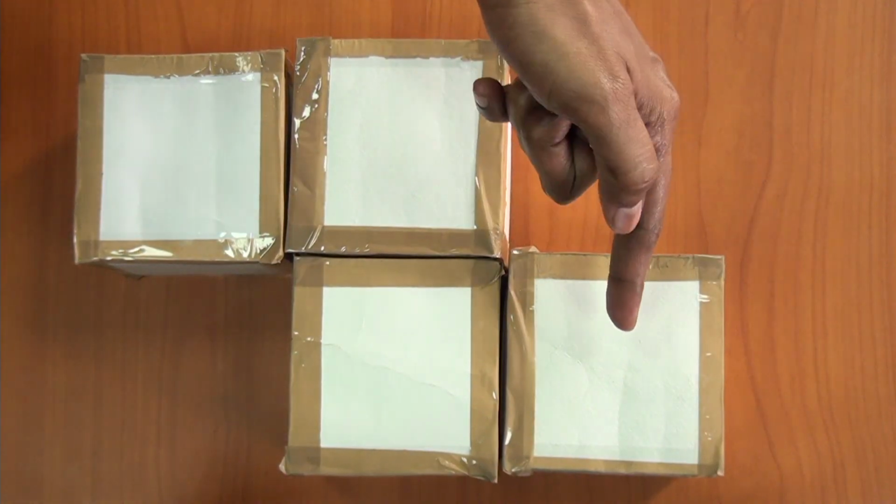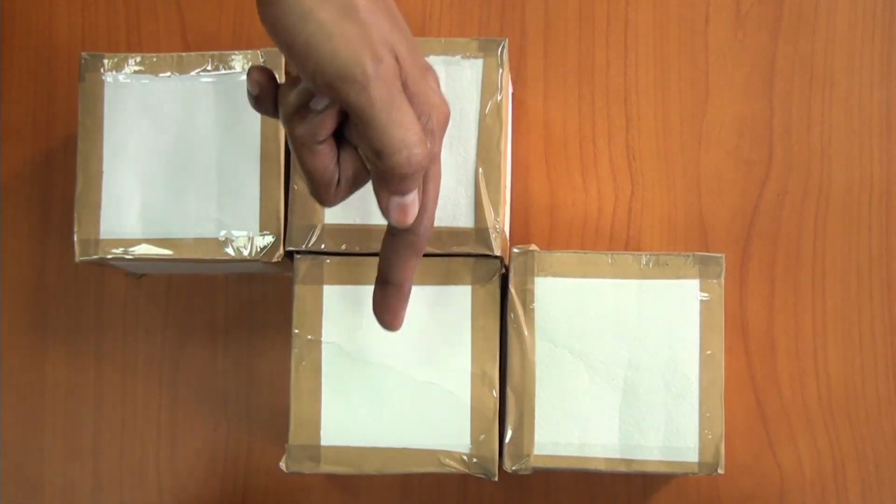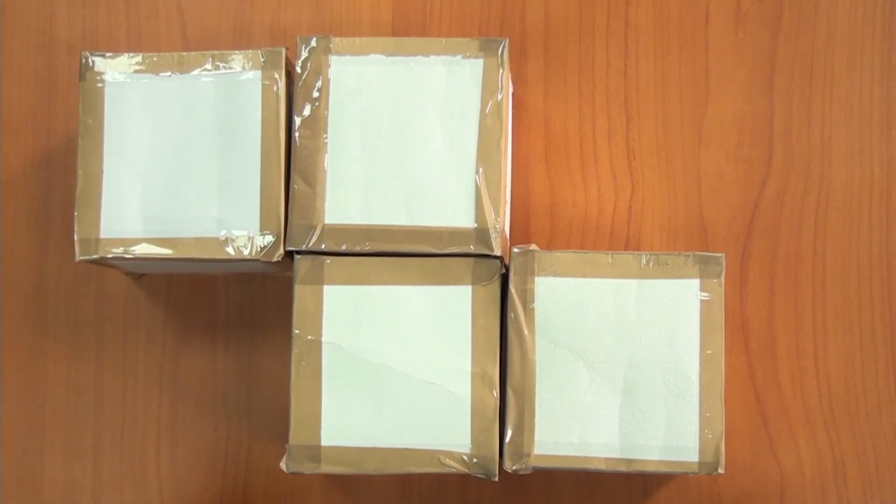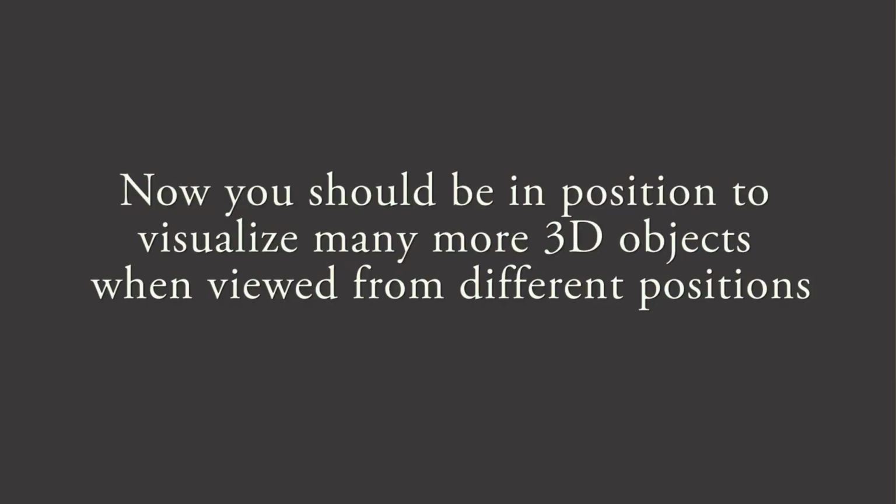Now to the top view. So when we look at the object from the top, what can you see? Yes, there are four squares. Now you should be in a position to visualize many more such 3D objects when viewed from different positions.